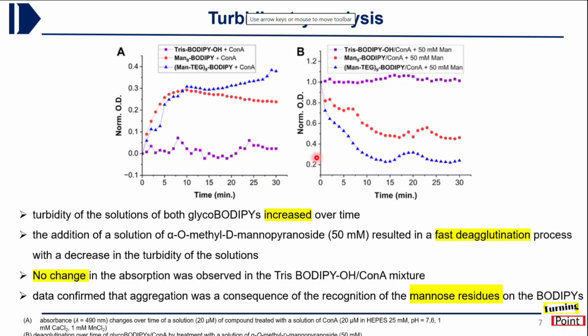In the case of mannose, whatever ConA is there will again bind to the mannose unit rather than our glycoBODIPY. And in both cases, no change in absorption was observed for tris BODIPY OH. Here it is constant, and here also it is constant. That means there is no non-specific interaction between ConA and tris BODIPY OH, so the mannose unit is specific for ConA. This data confirms the aggregation was a consequence of the recognition of mannose residues on the BODIPYs. So according to the turbidity analysis, they have mentioned that.